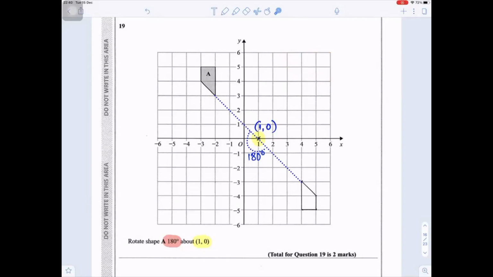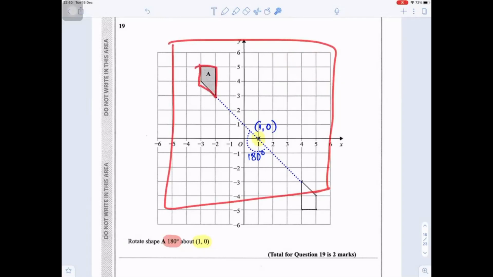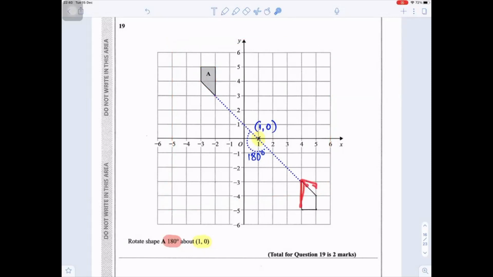And you put your tracing paper and you will draw the shape A and you will put the center and you will rotate it and you would get that shape down there with the center O. So that will be the new shape and that will be your answer.